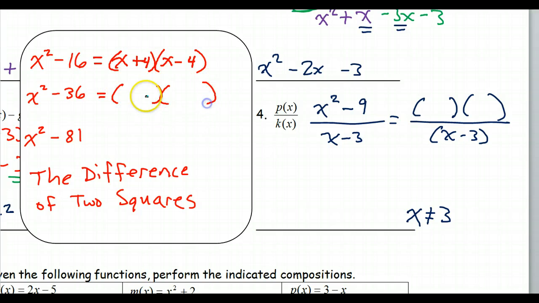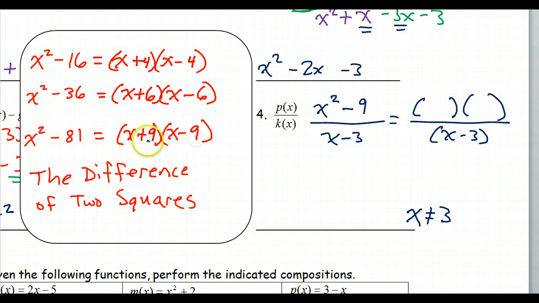So take a guess how to factor x squared minus 36. And you should be able to say this very quickly and just say, oh, that's going to be x plus 6, x minus 6. Okay? Take a guess how to factor x squared minus 81. Hopefully you said that will be x plus 9, x minus 9. So that's the difference of two squares pattern. It comes up a lot. So if I wanted to, I could factor x squared minus 9 because this is the difference of two squares.